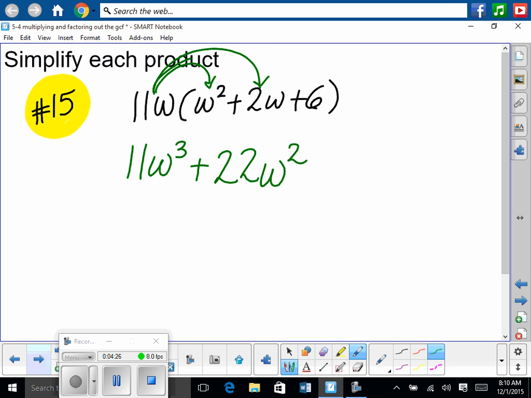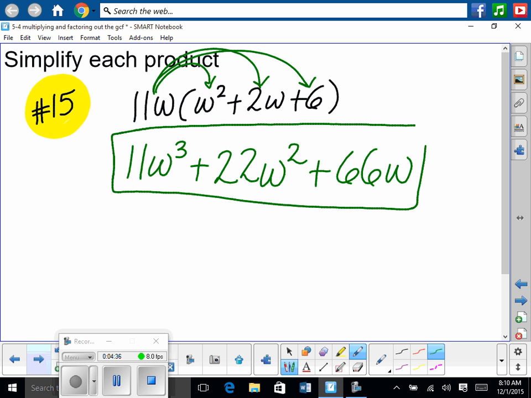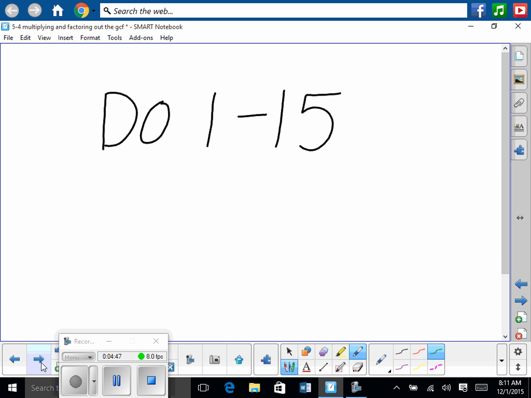And then 11w times 6. Positive 66w, very good. And from there, all like terms are combined, it's in standard form. So once again, if we factored that, we would end up back up here. We don't need to factor it though. We already know what it is when it's factored. All right, awesome. So do 1 through 15. I'll give you a second to do those, and then we'll move on to GCF.